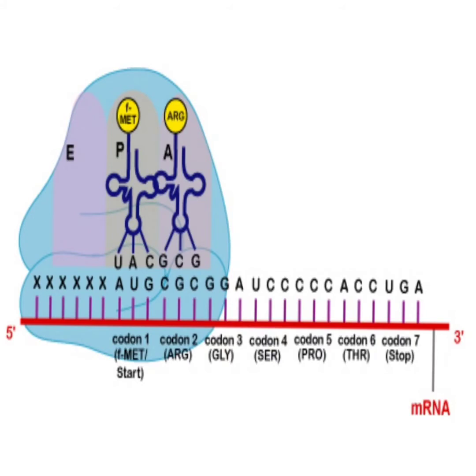Codon 1, which is the start codon, codes for methionine. Codon 2 codes for arginine. Codon 3 codes for glycine. Codon 4 codes for serine. Codon 5 codes for proline. Codon 6 codes for threonine. And codon 7 is the stop codon.